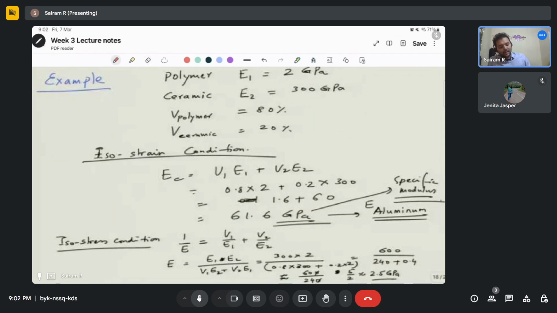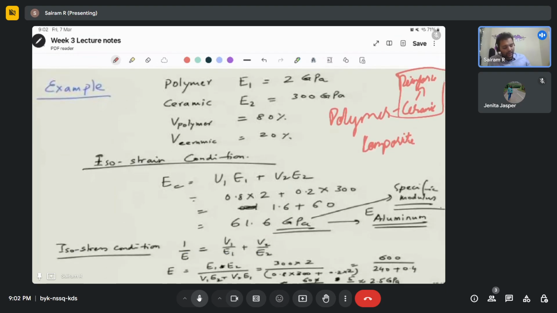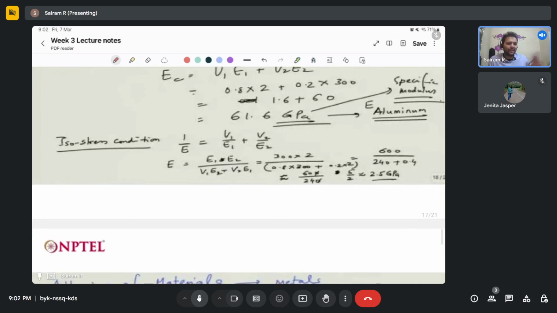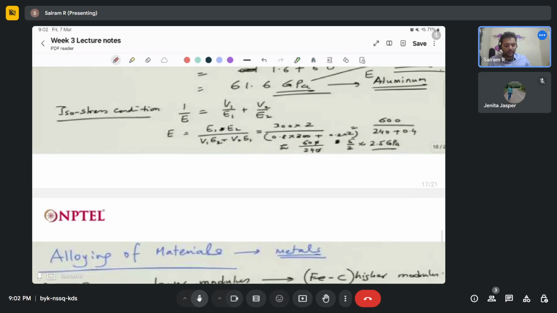As you can see here, this is a polymer ceramic composite where the ceramic is the reinforcement. And we are able to significantly improve the properties of the polymer by a slight addition of the ceramic. Probably in our case, I should have reversed the numbers. I took a random example, my mistake.